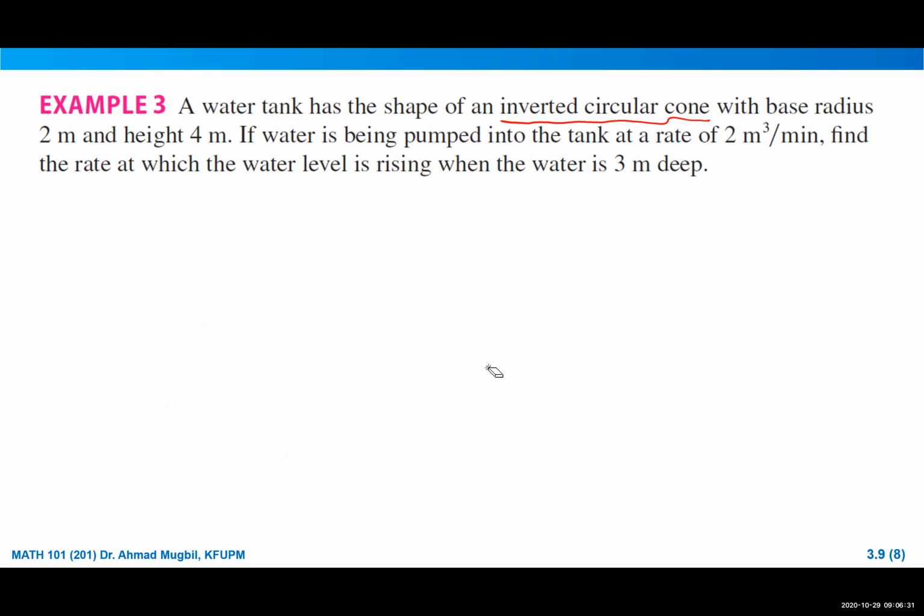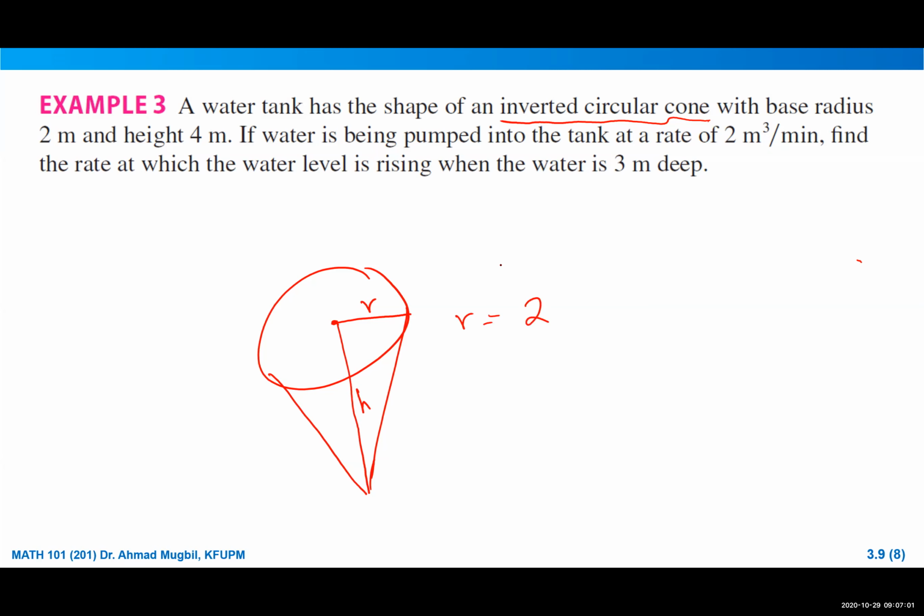With base radius, so if this is your cone, it will be inverted. The radius of the base is 2 meters and the height is 4 meters. So the height of the cone is 4. So R is 2, and of course the height is 4.